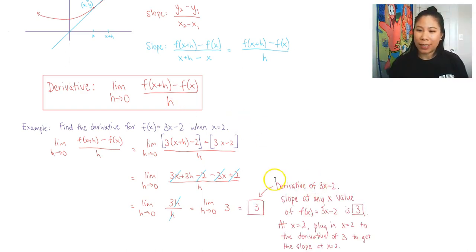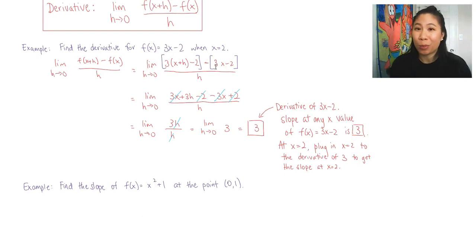So what we found is the derivative of 3x minus 2. The derivative is just 3, which tells us that the slope at any x value of f of x equals 3x minus 2 is 3. Originally, we were looking for what is the slope at x equals 2 specifically. So now, in order to find that, really all you need to do is plug in x equals 2 into our derivative, but since 3 has no x's in it, there's really nothing to plug in. So this just tells us that it's going to be a slope of 3, no matter what x value it is, even at x equals 2.